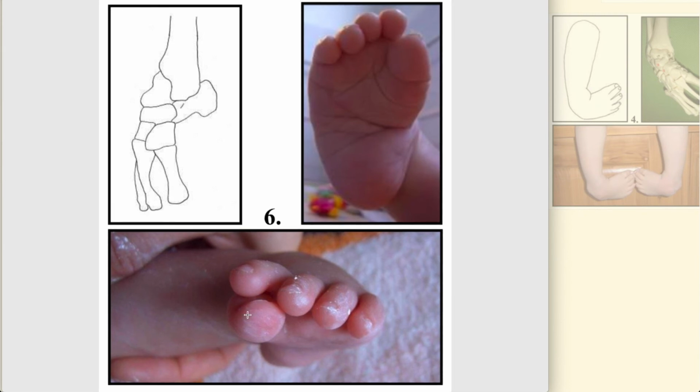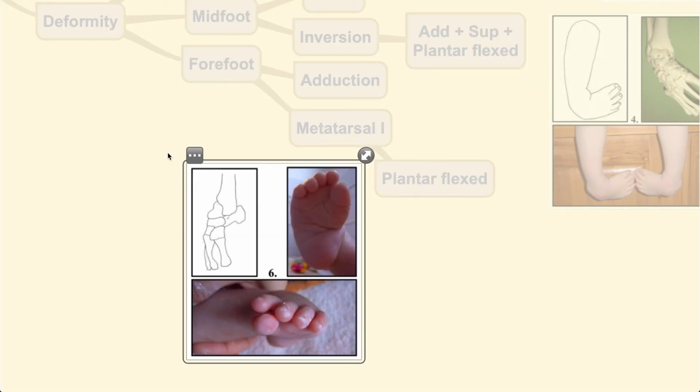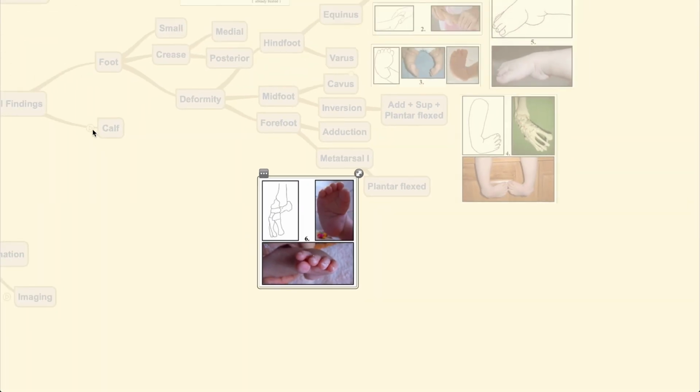And judging from the toe position, you could also see here that since it is flexed, the whole first metatarsal is also deviated inwards. It even falls underneath the second toe here. So the toe position can give out what actually happens in the metatarsal. And next would be assessing the calf.